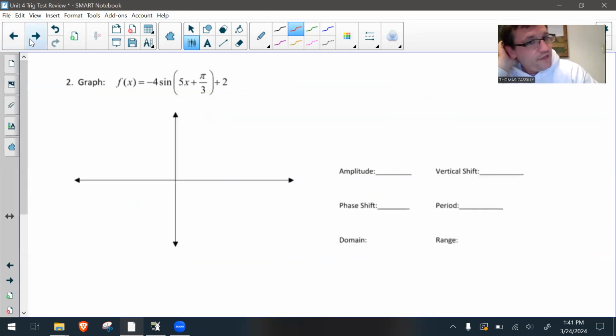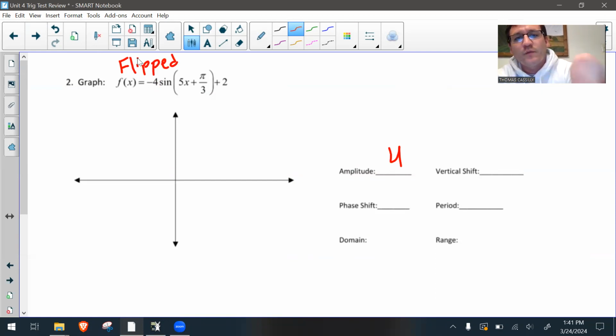Number 2 here, they want us to graph this thing. They want us to find all of the stuff. So the amplitude, that's the easiest one. The amplitude is always just the number, right in the beginning. So the amplitude is going to be a +4. But keep in mind you have that negative number in here. So that negative in the very beginning tells us it's going to be flipped.